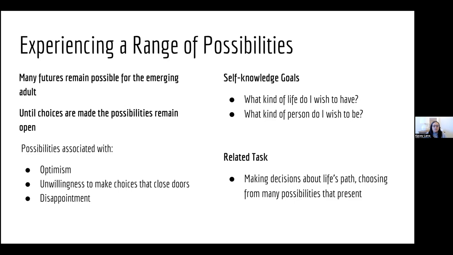So the associated self-knowledge goals related to experiencing a range of possibilities include: what kind of life do I wish to have? And what kind of person do I wish to be? And the related task is to make decisions about life's path, choosing from the many possibilities that present.